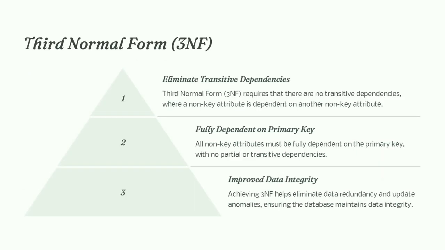Third normal form, 3NF, is a database design principle that helps eliminate transitive dependencies and ensures all non-key attributes are fully dependent on the primary key. Transitive dependencies occur when a non-key attribute depends on another non-key attribute. 3NF requires eliminating these dependencies. All non-key attributes must be fully dependent on the primary key, with no partial or transitive dependencies. This improves data integrity. Achieving 3NF helps eliminate data redundancy and update anomalies, ensuring the database maintains high data integrity.